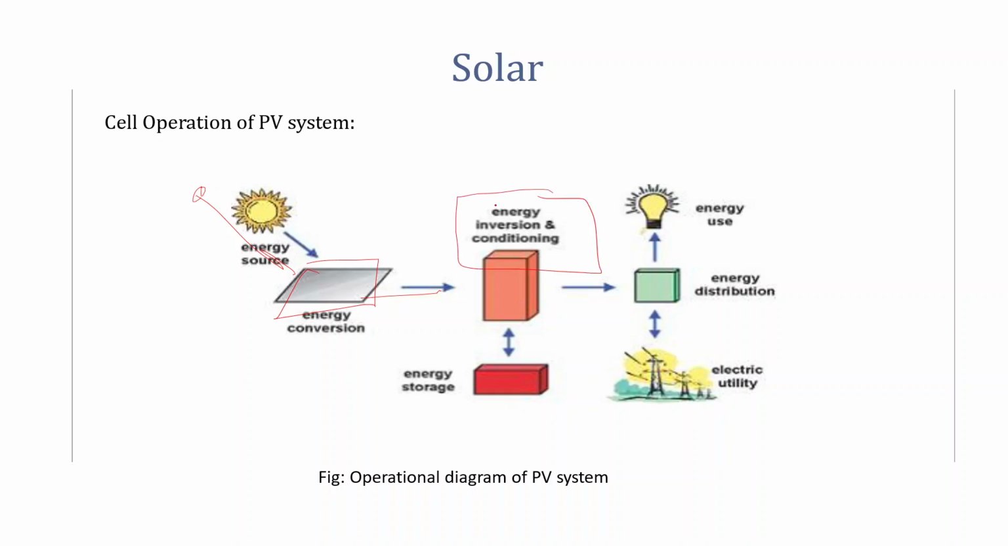This energy inversion and conditioning is actually a power electronic circuit. If we have to store it, we will do AC-DC transformation, and all the signal conditioning will be done over here. If we have to use it instantly, then it has to be converted into AC and used for energy use. If we have to store it in the battery, then it will go toward the battery and be used later on.